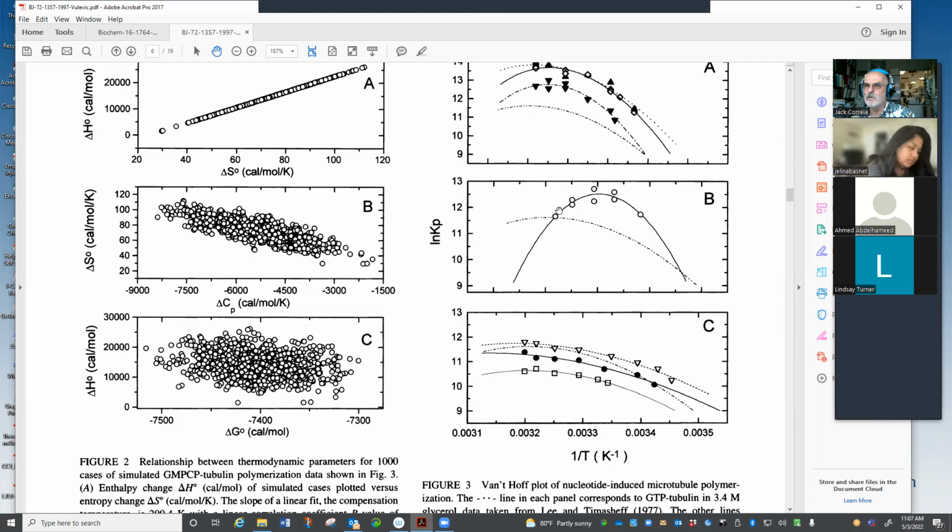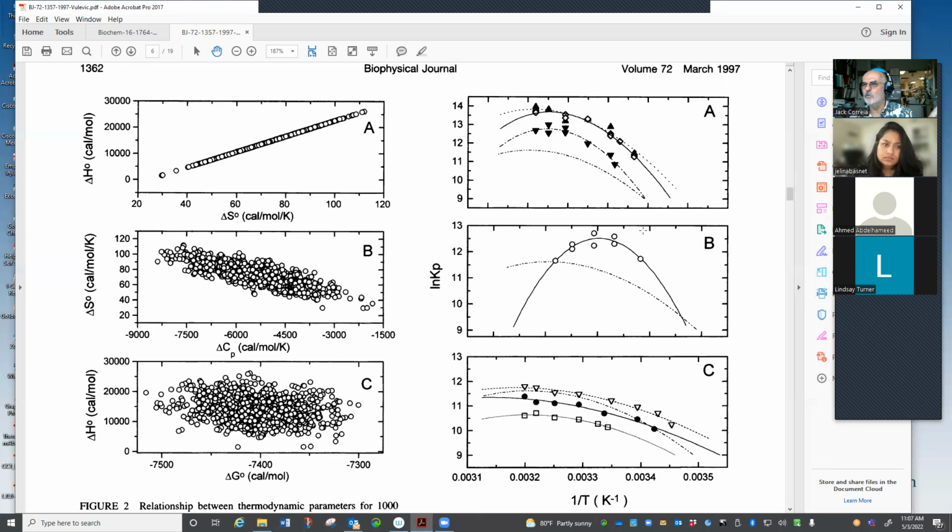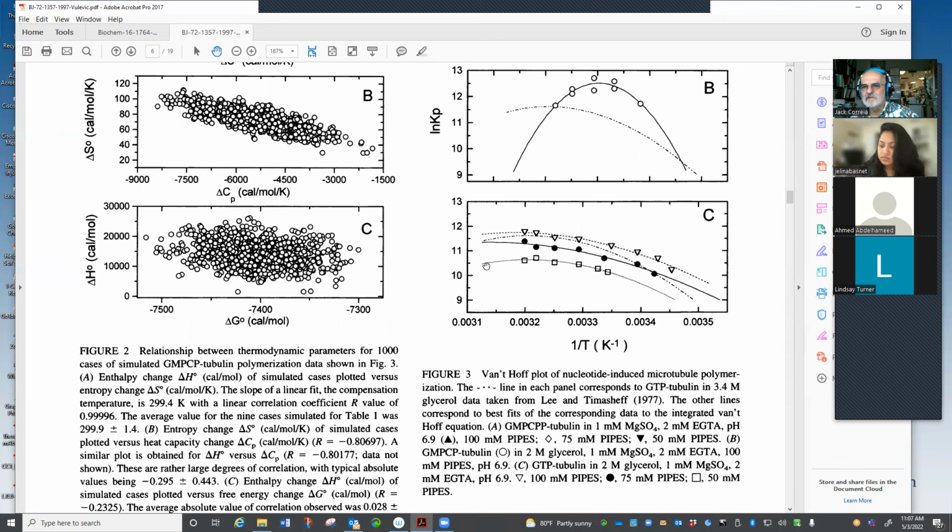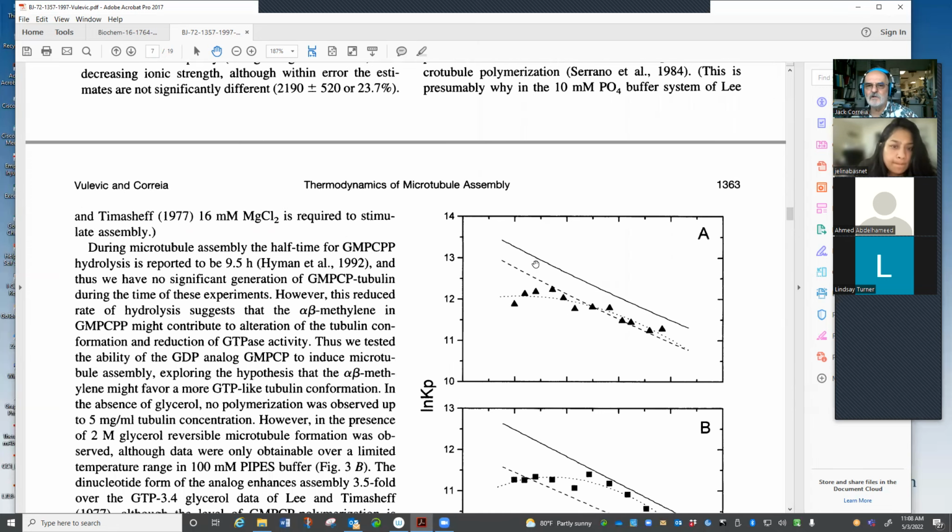You'll notice that there's sort of a narrower range in temperature because we couldn't polymerize it as well, although it worked. It's sort of interesting that a GDP analog induced polymerization because GDP itself would not work. So this is not really a GDP analog. It's sort of a mimic of both a GDP and a GTP. It's changing the conformation. We showed that in a subsequent paper, that that methylene did something to the structure and changed it a little bit, okay? But nonetheless, everybody is more or less the same, plus or minus some kind of uncertainty. And so we spent a fair amount of time discussing what all of that means.